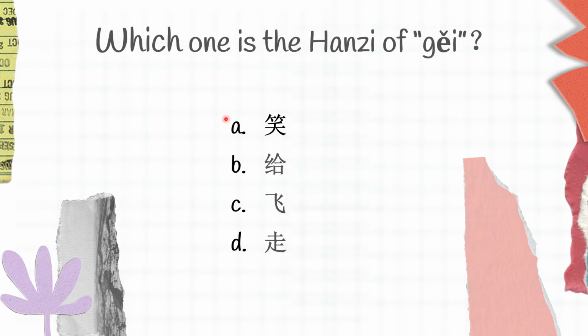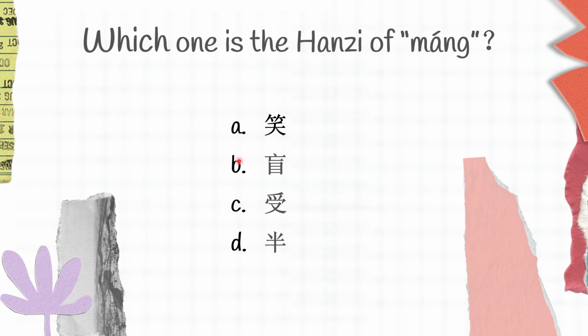So the next question, which one is the hands of 给? Which one do you think is the correct one? A is 要, B is 给, C is 飞, D is 走. And the correct answer for this question is B.